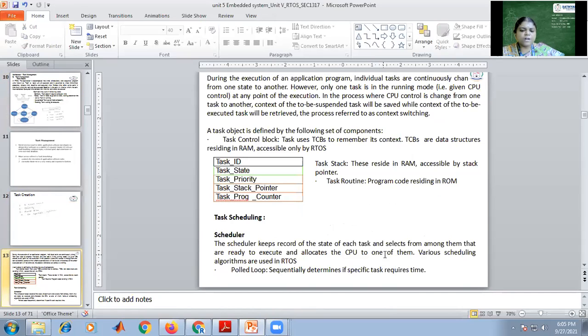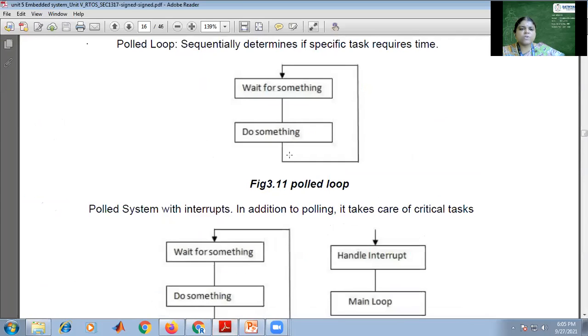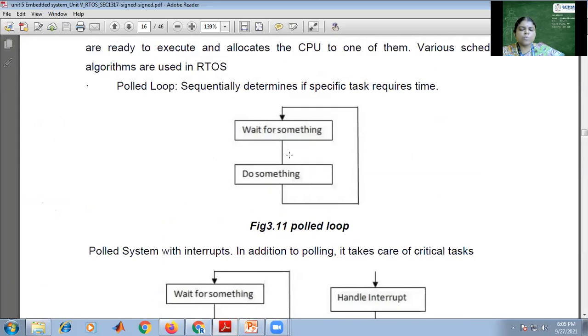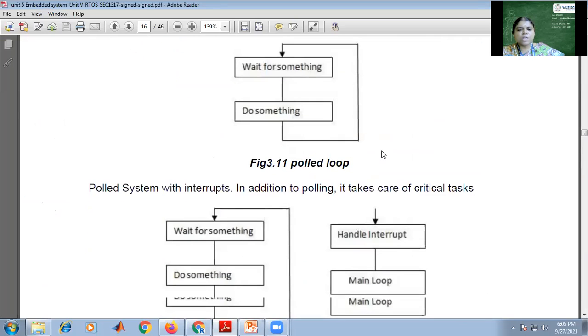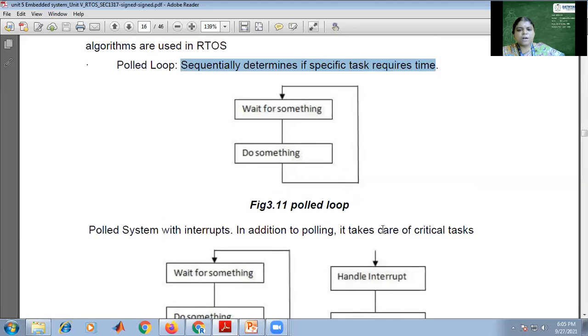So there are different methodologies adopted in the scheduler. The first one is the poll loop scheduling. It is similar to sequentially determining if a specific task requires time. It can also work with interrupts. So what will happen is, it will go one after the other.